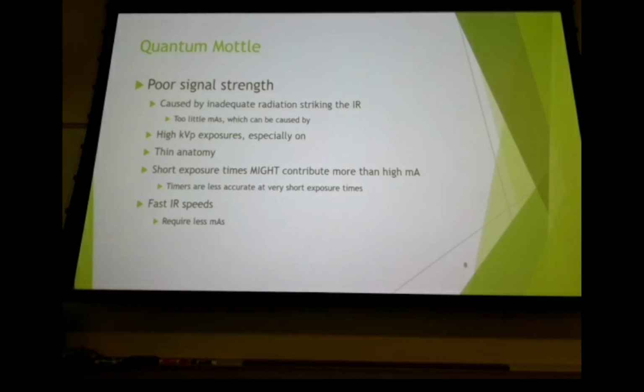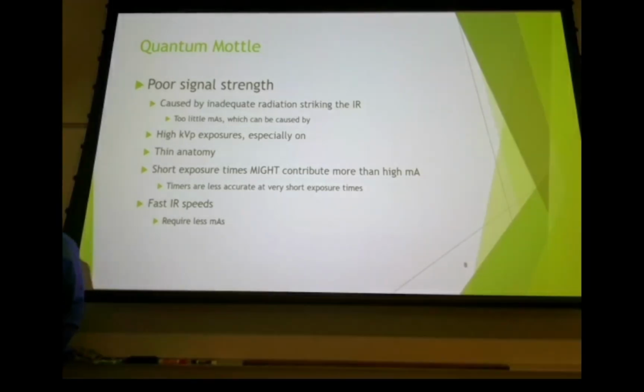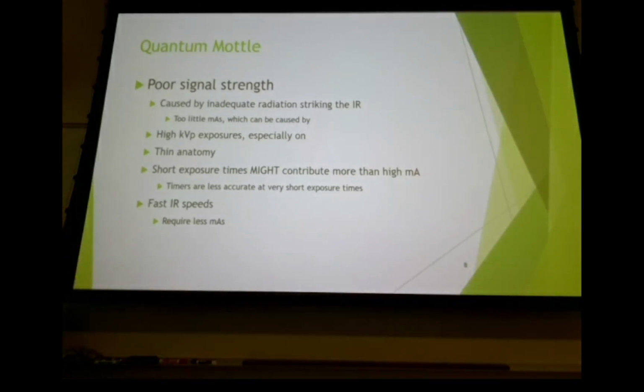So as kVp goes up, you can reduce the mAs and get less radiation exposure to the patient. So you've got a pediatric patient, you want to lower the dose, you increase the kVp, but what's going to happen with the mAs if you phototime? It's going to go down. It's going to go as low as it can go, right?